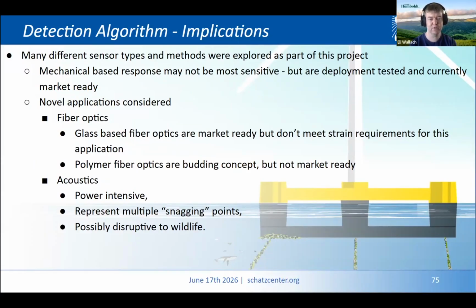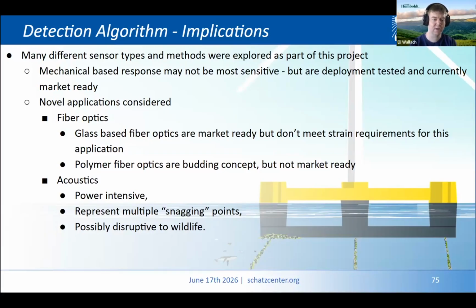We also considered some more novel technologies, but found them to be infeasible for the application at this time, including fiber optics. These sensors can be incredibly sensitive and can pinpoint very small strain effects. However, current technologies use glass fibers, which are not feasible given strain requirements of this system. Essentially, the mooring lines are too stretchy and the fiber optics would break. Polymer fiber optics are currently being developed, and they could possibly overcome this strain issue, but we found these to be too early in development for consideration.